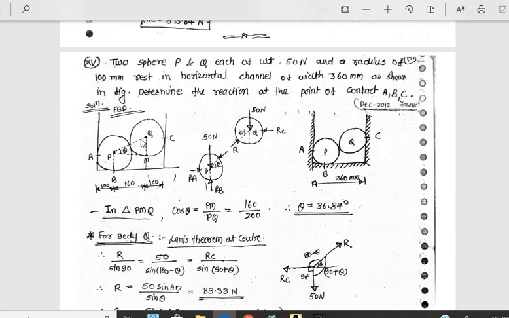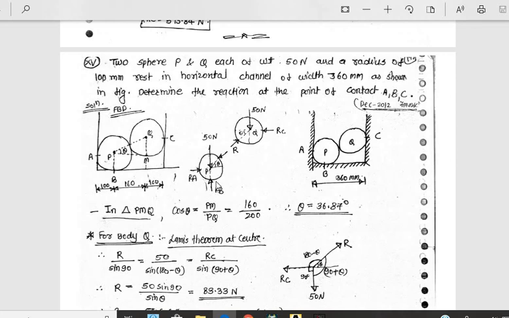See its free body diagram. First of all, see this one. Channel AB, this is 100, this is 100, and this is 160, because the total width is 360 and the radius is given as 100 for both, both having the same radius. For this we will require theta, which we have to calculate here. In triangle PMQ, cos theta gives theta equal to 36.87 degrees, because this is 100 and this is 160.